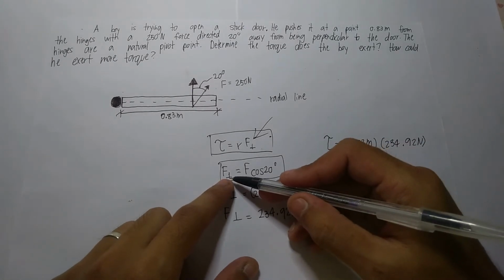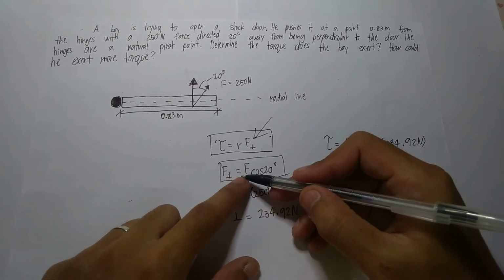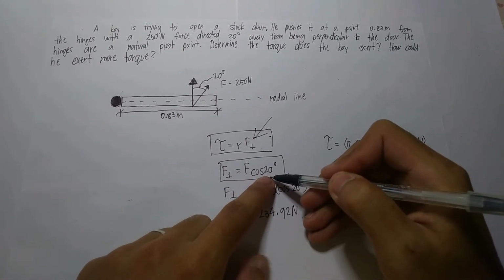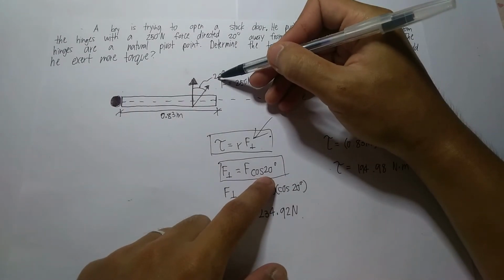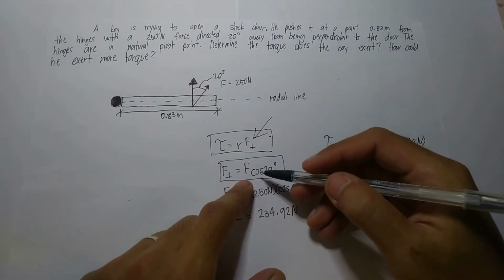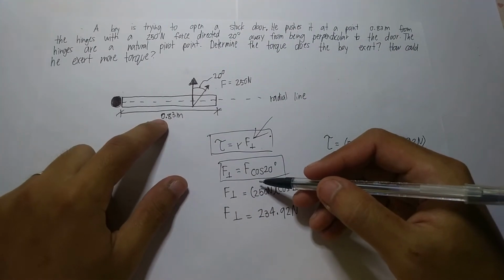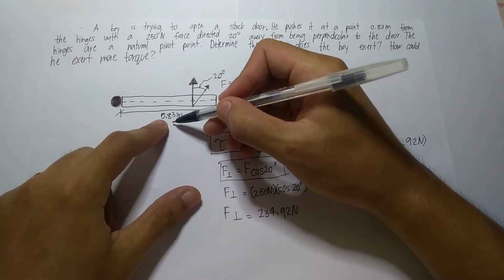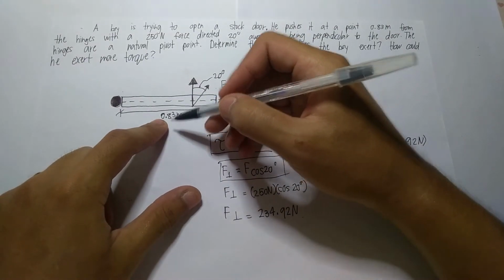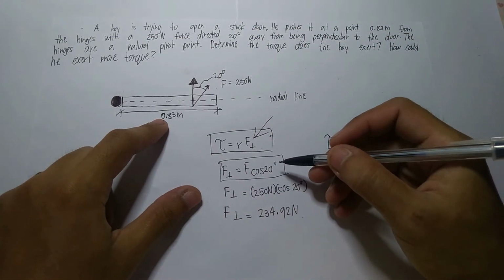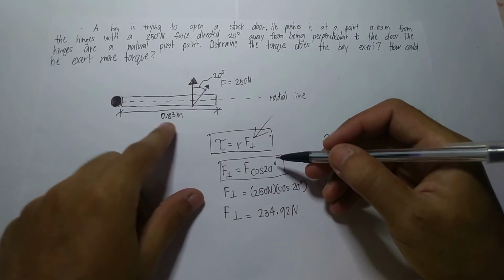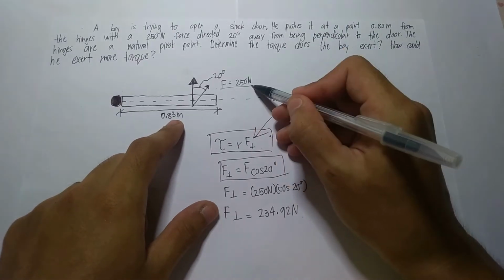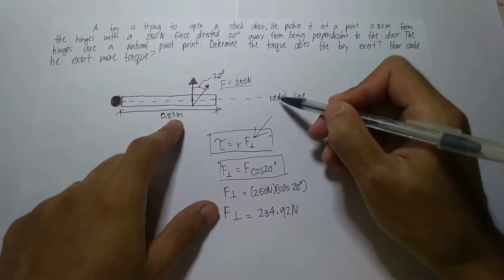Now, the perpendicular force is equal to F cos 20 degrees, since 20 degrees is this angle. And going back, we should also know that the radius we will use here is 0.83 meters. Therefore, we need the perpendicular force to solve this problem. To do that, we need to find the component of this force perpendicular to the radial line.